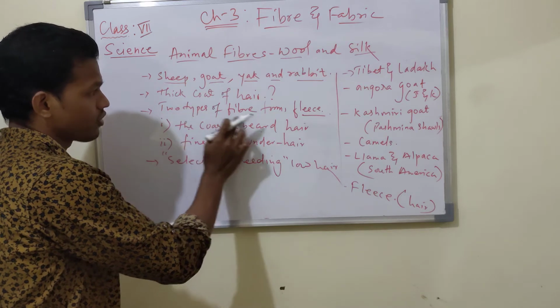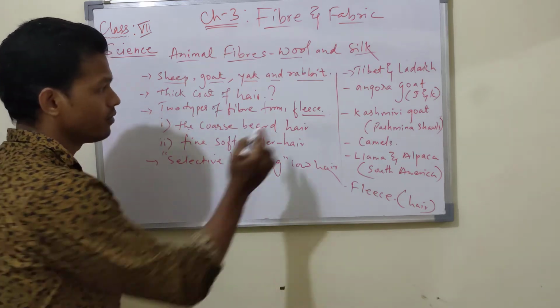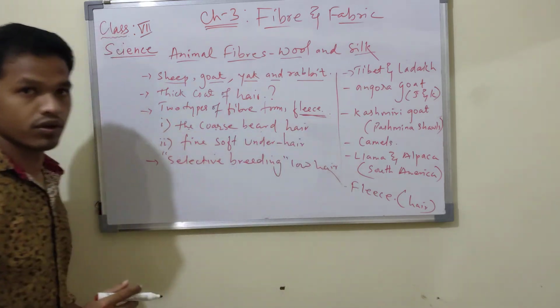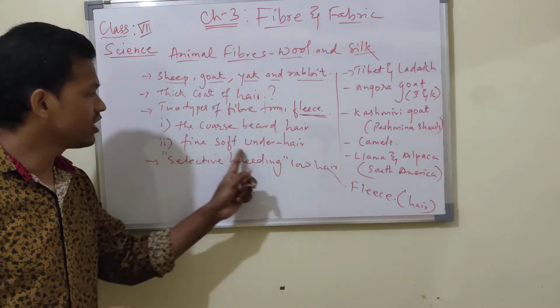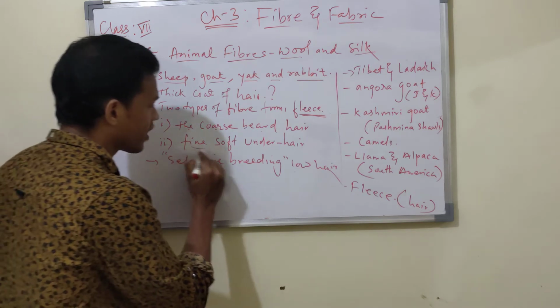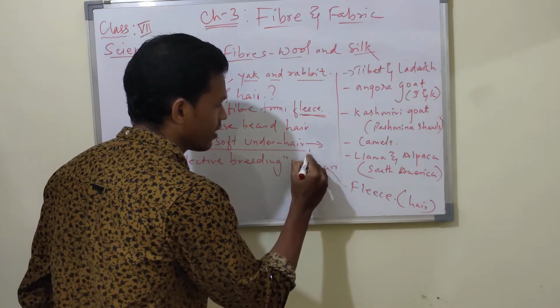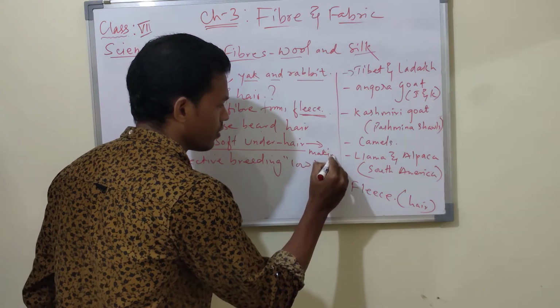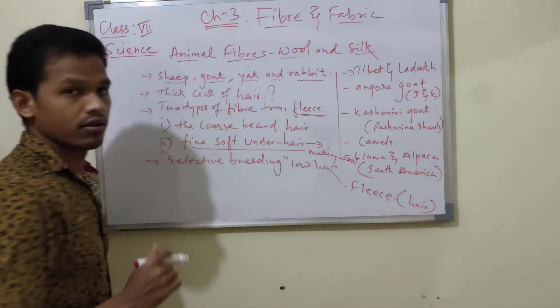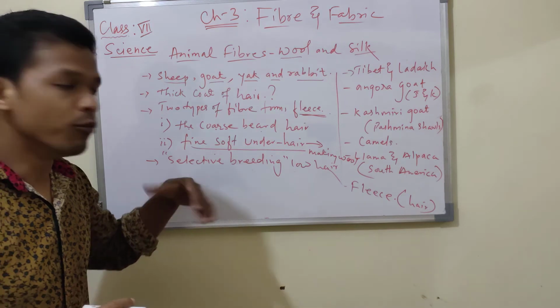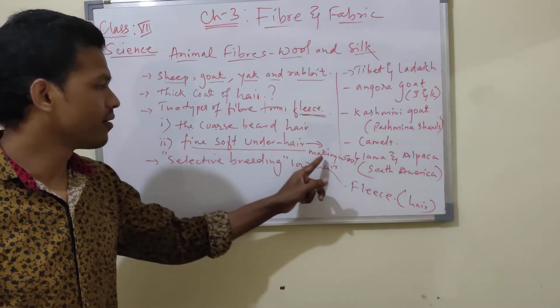There are two types of fiber that form fleece. One is the coarse beard hair. Another is the fine soft under hair. This fine soft under hair is used for making wool. The other is also used, but they give more preference to fine soft under hair for making wool.